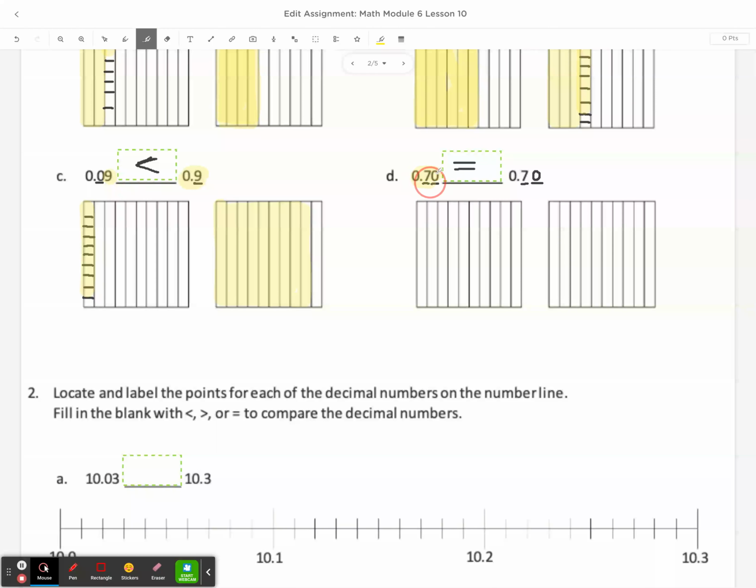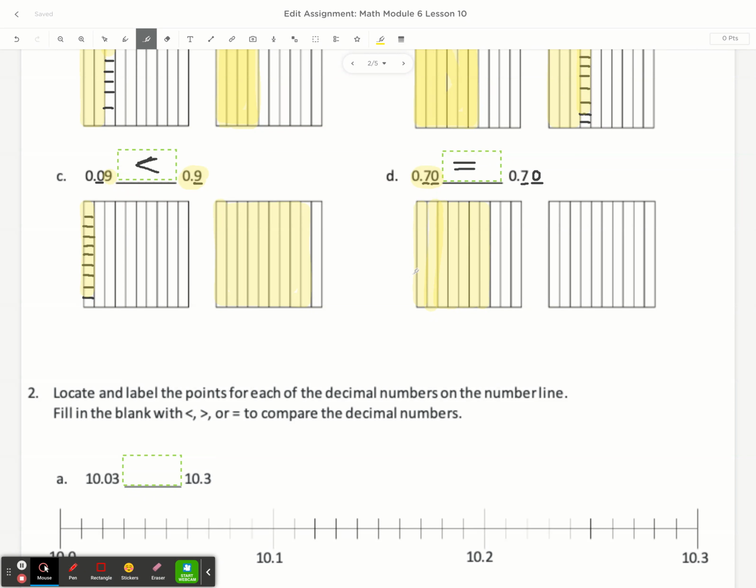So with this one right here, 0.70, I have 70 hundredths. So I could divide this left-hand area model into hundredths and then shade in 70. But you guys know that I'm kind of lazy when it comes to math, and I don't want to do all that work. So I know that one column is equal to 10 hundredths. So if I shade in one column, that's 10 hundredths. If I shade in a second column, that's 20 hundredths. Third column is 30. Fourth column is 40. Fifth column is 50. Sixth column is 60 hundredths. And finally, seventh column is 70 hundredths.